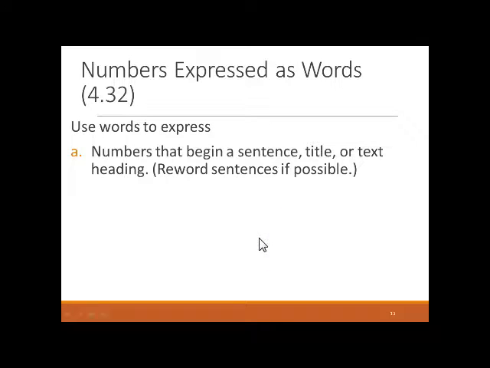You have to use words to express numbers if the number begins a sentence. So if that's the case, what APA recommends is that you reword the sentence so it doesn't have to start with a number.